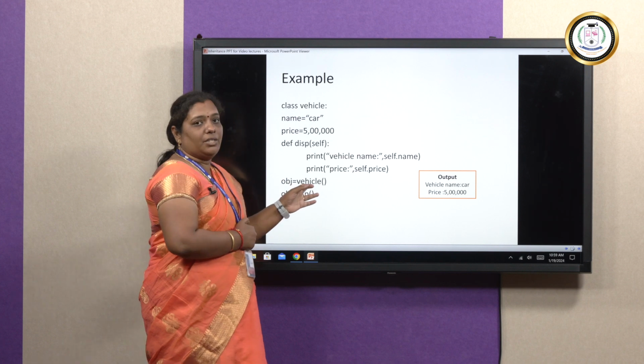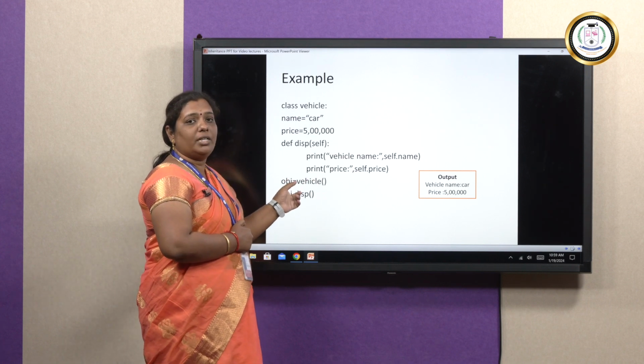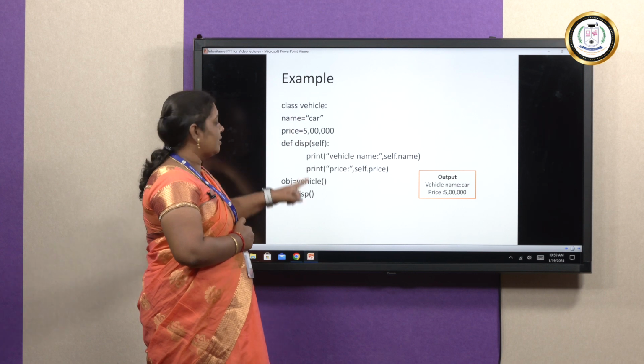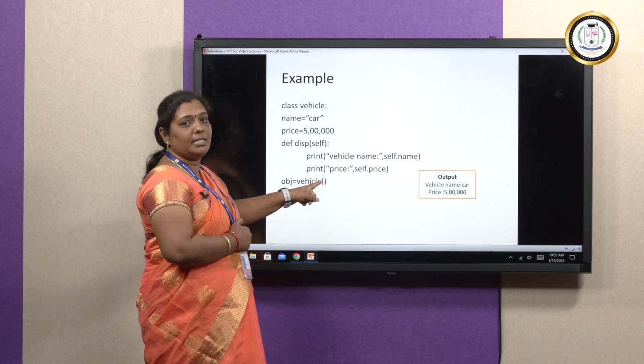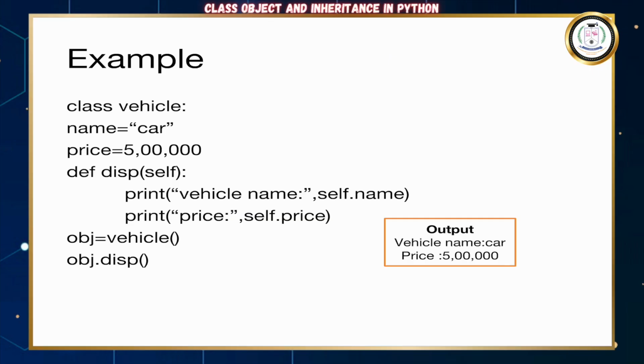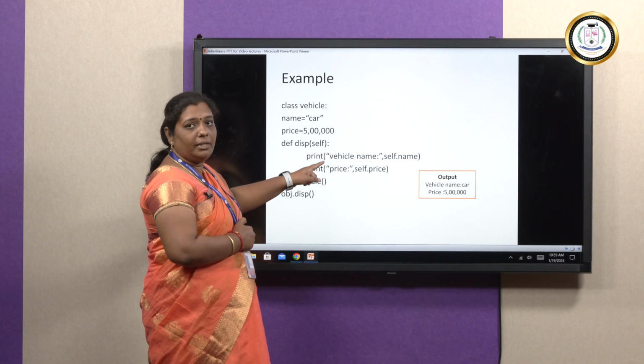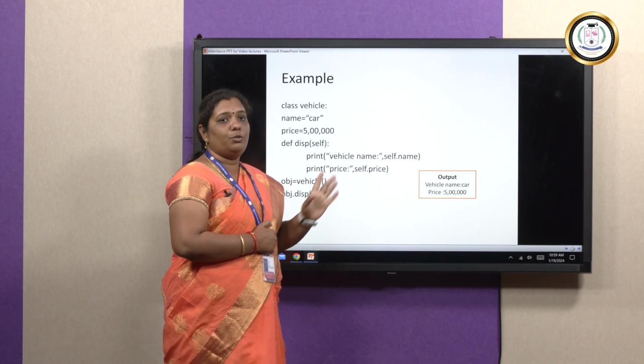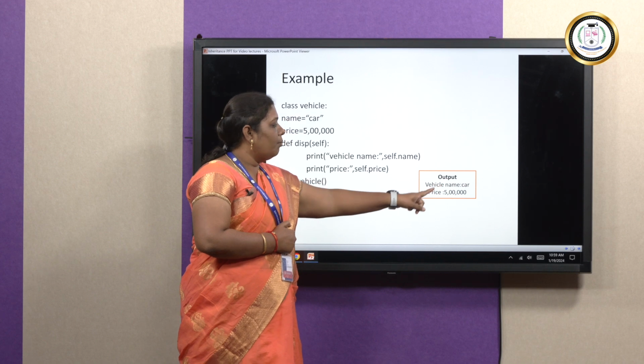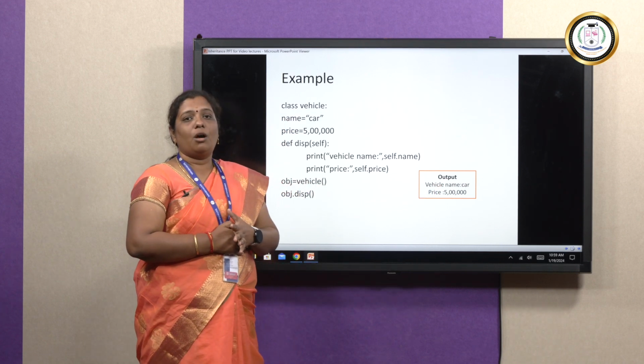Next, object creation. So obj is equal to vehicle. Obj is the object name, vehicle is the class name. Object name is equal to class name. This is the object creation. Next, obj.disp means whatever print statements are inside the function disp will be displayed on the output screen. So vehicle name car, price 5 lakh will be displayed on the output screen.